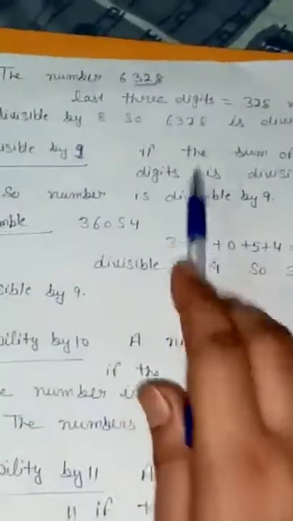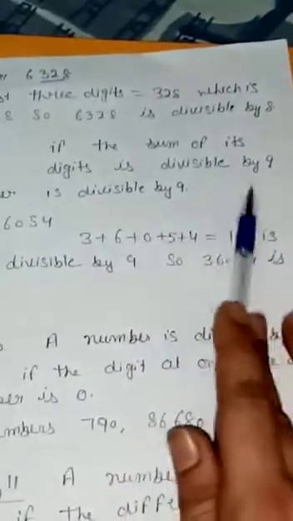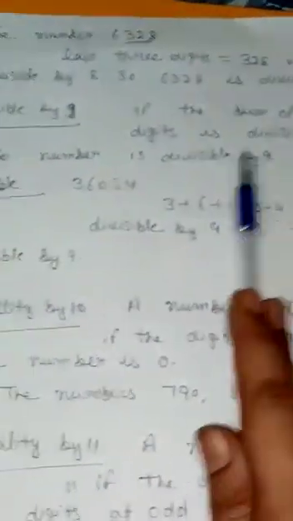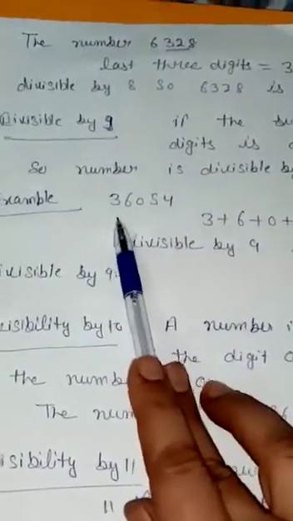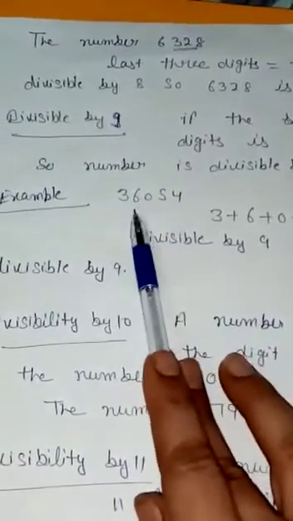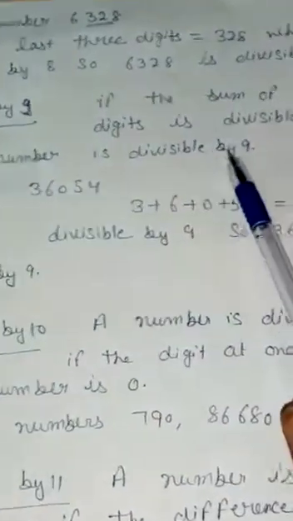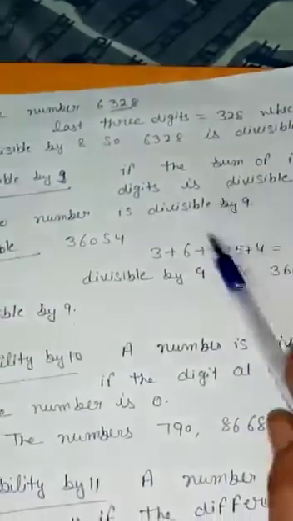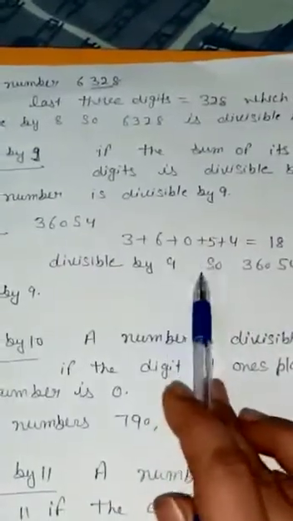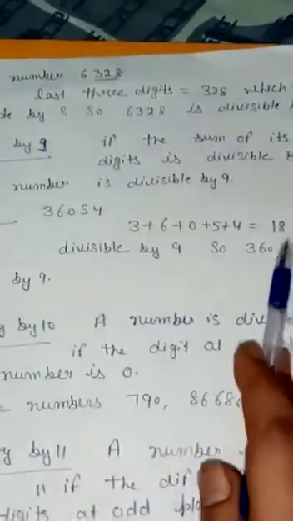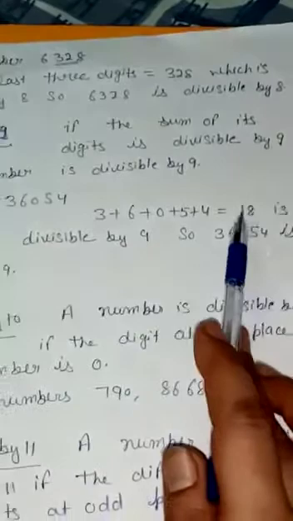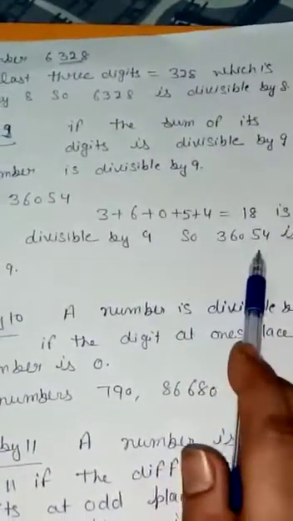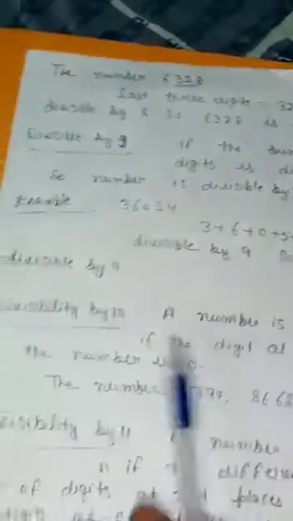Divisibility by 9. If the sum of its digits is divisible by 9, then the number is divisible by 9. For example, 36,054. According to this definition, the sum of its digits is 3 plus 6 plus 0 plus 5 plus 4, which is 18. Is 18 divisible by 9 or not? 18 is divisible by 9. So 36,054 is also divisible by 9.